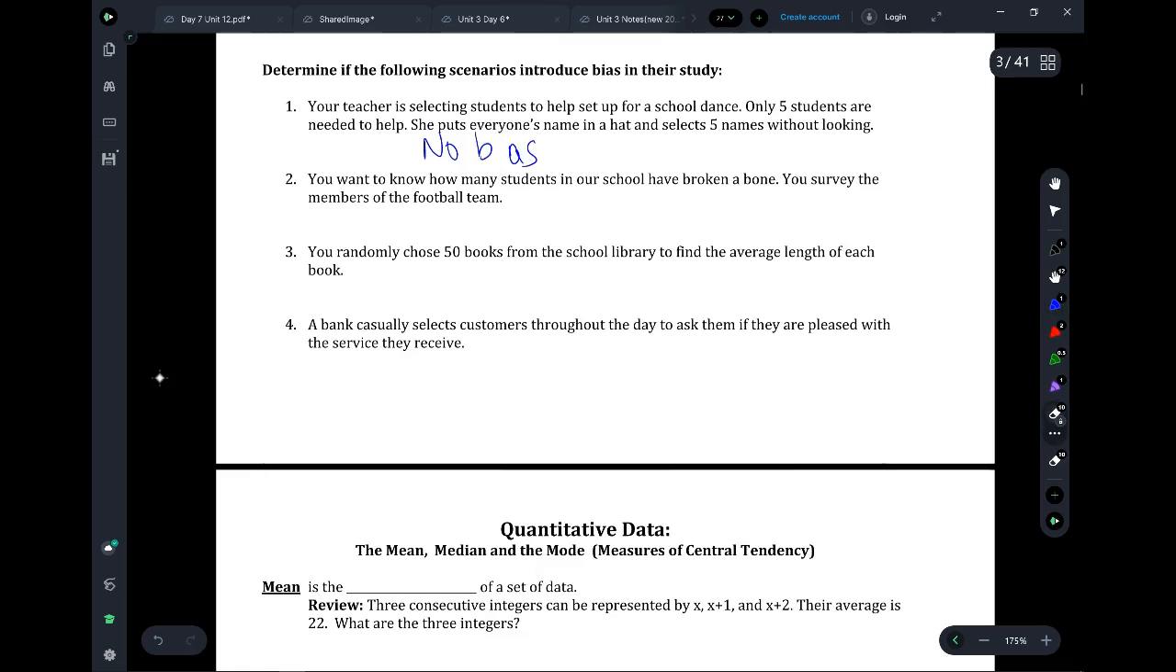She wasn't looking. She didn't pick her 5 favorite students or the top 5 in the class or anything like that. Just everyone had an equal chance. Number 2, you want to know how many students in our school have a broken bone, so you only ask people on the football team. That sounds like it's kind of biased to me, because I would think if you're on the football team, you probably have a few broken bones in your lifetime.